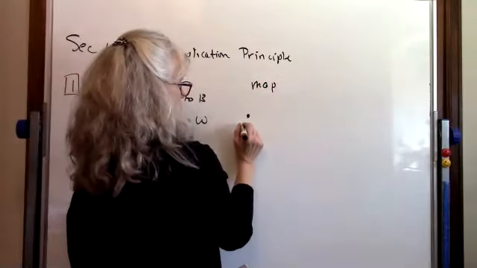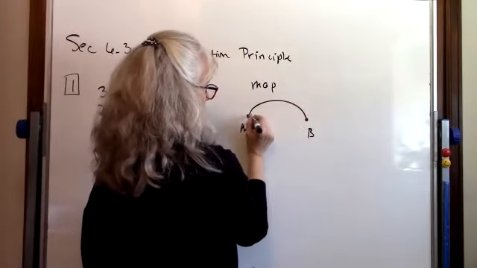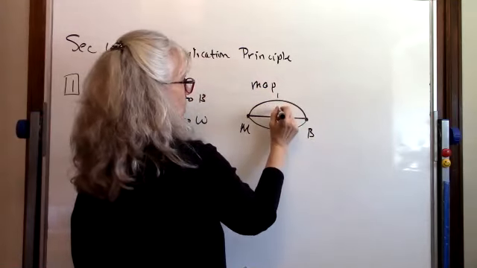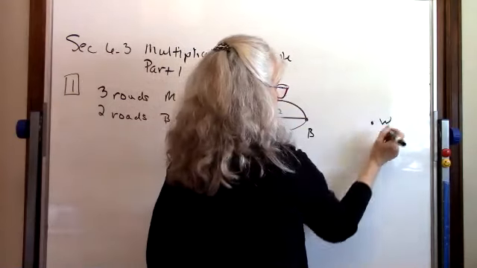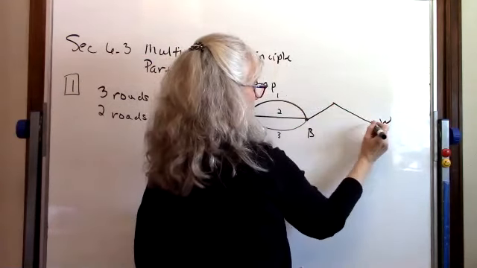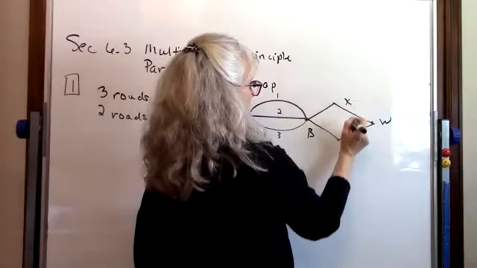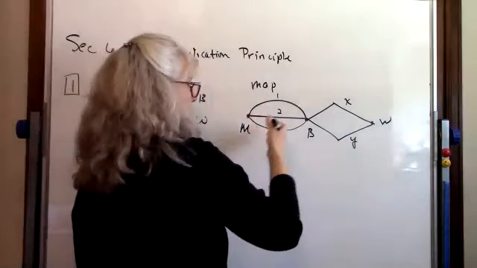Here's Missoula with an M, and here's Bozeman, and there are 3 different roads that go that way. Just to make our lives easier, let's call those 1, 2, and 3. Then over here is Waterton, and there are 2 roads that connect Bozeman with Waterton. Let's call those X and Y just for lettering. Okay, so how many ways can I go from Missoula to Waterton?